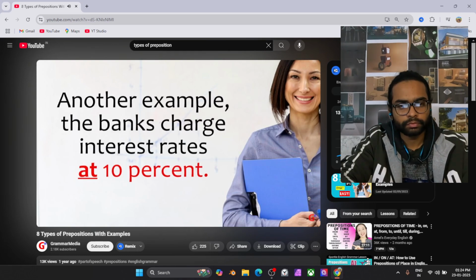Another example, the banks charge interest rates at 10%. Here we see that the preposition at tells us by how much the bank charges interest. They charge interest rates at 10%.